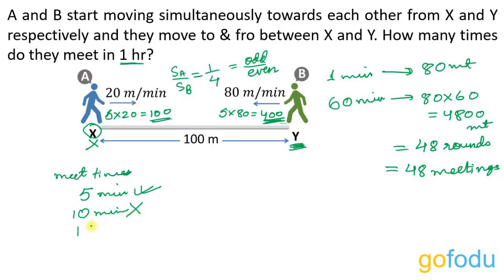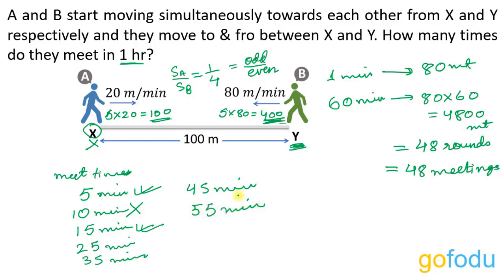Then at the end of the 15th minute, A starting from X again would have reached Y, and B starting from Y would have covered 4 rounds and reached Y. So there will be a meeting happening at the 15th minute. The next meeting would happen after 10 minutes, that is at 25 minutes, then at 35 minutes, then at 45 minutes and at 55 minutes. These are the times when they meet at Y.